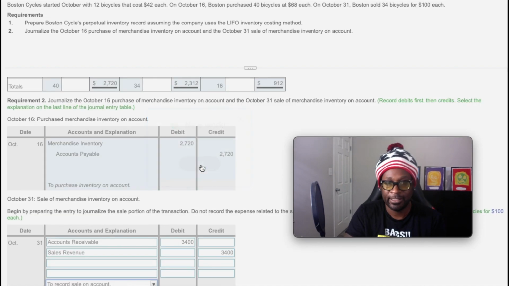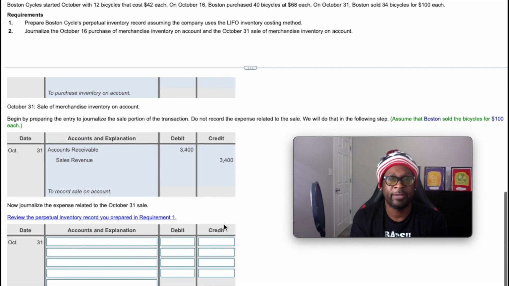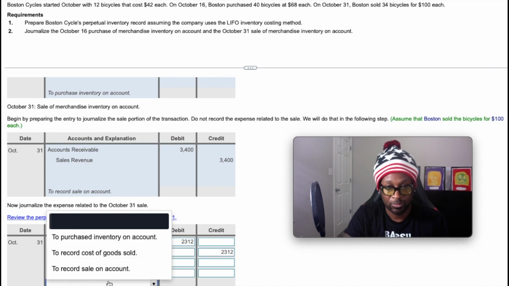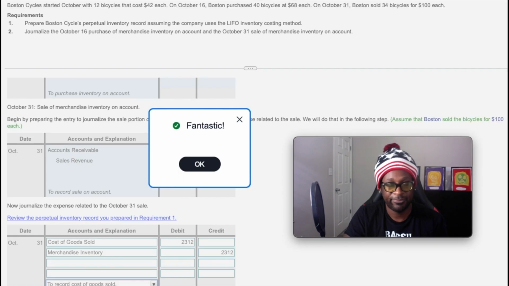Nice work, gang. And we're not done just yet. We have to account for the cost of goods sold. We have to put that expense on the books while simultaneously adjusting our inventory. So we're going to debit cost of goods sold, and we're going to credit inventory for the cost of those 34 units. And we remember the cost of those units, gang. The cost of those 34 units was $2,312. We're going to check our answer. Fantastic. So there you have it, gang. A quick, easy, beautiful explanation of how to record using the LIFO method.